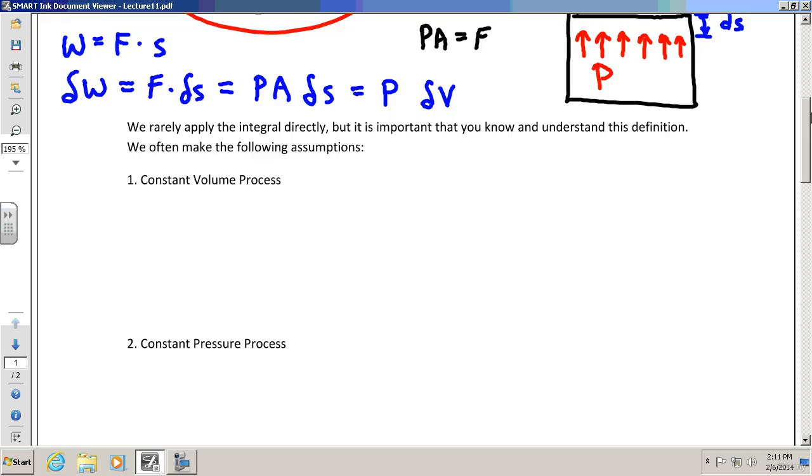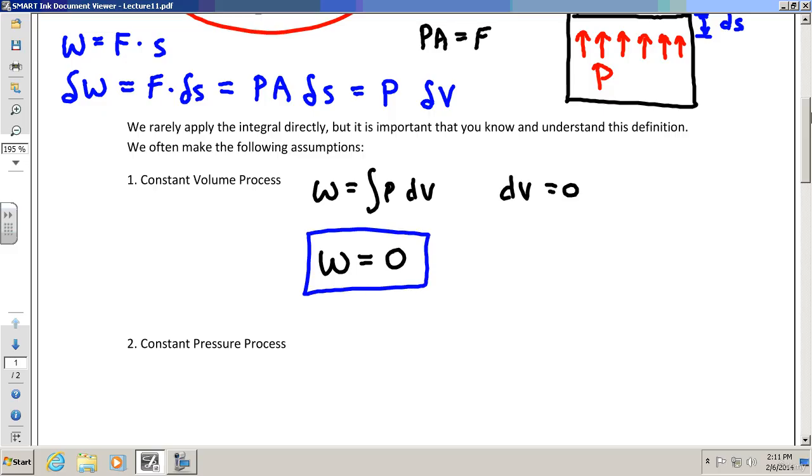Okay, first, often, a constant volume process. If work is equal to integral P dV and dV is equal to 0, what do you think the work is equal to? If there's no volume change, 0. Yeah, exactly. And that's the case here. When you have a constant volume process, you have no work thermodynamically. You have no thermodynamic work for the constant volume process. That's easy.